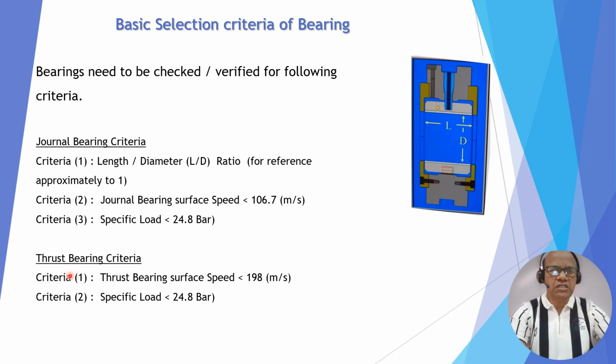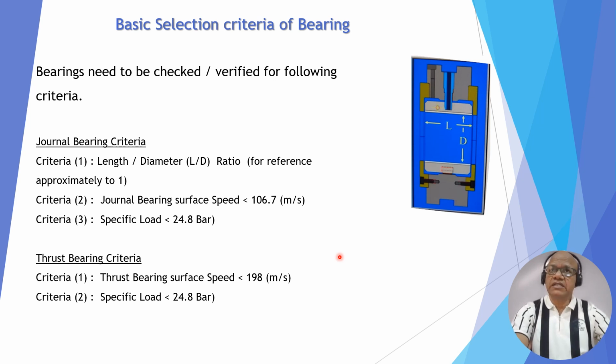Now coming to the thrust bearing criteria, which is again thrust bearing surface speed. There are two diameters, the inner diameter and outer diameter of the thrust faces. You have to take the mean, and then calculate pi d n by 60 to get the thrust bearing surface speed, which should be less than 198 meters per second. And then specific load, which is thrust load divided by area. Thrust load is the axial load acting on the bearing.